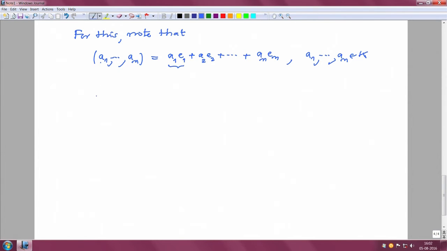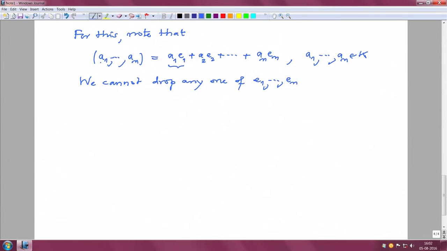Also note that fewer elements will not work. We cannot drop any one of e_1 to e_n to get a generating system.